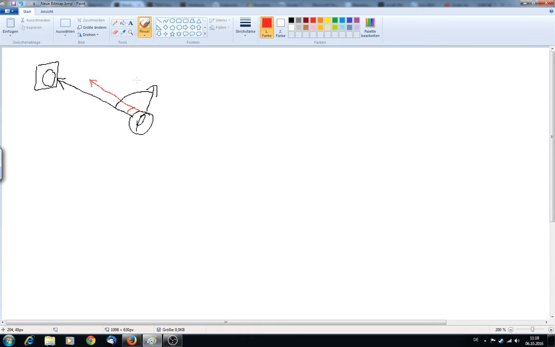So we have to somehow find out what the angle is between the direction from the player towards the object and the direction the player is currently looking at. And this is where the math starts, actually. To get a vector from the player towards the object is pretty simple.